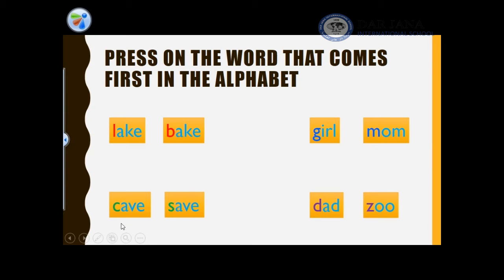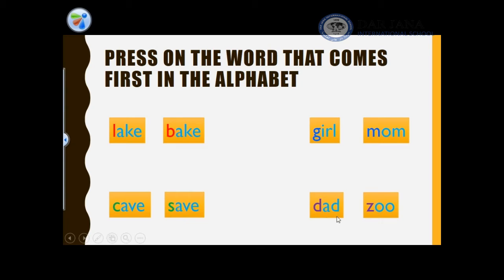Okay, let's take a look here. Cave, save. Now let's take a look at something else here. Both of them have the same ending, which makes them rhyming. Okay, let's go back. We're just going to look at the first letter. So cave and save. So C or S, which one comes first? The C or the S? That's right. C comes first, so cave is the first word in the alphabet, and then save. Save comes after.